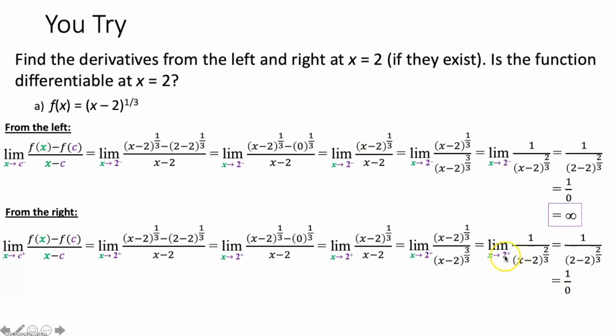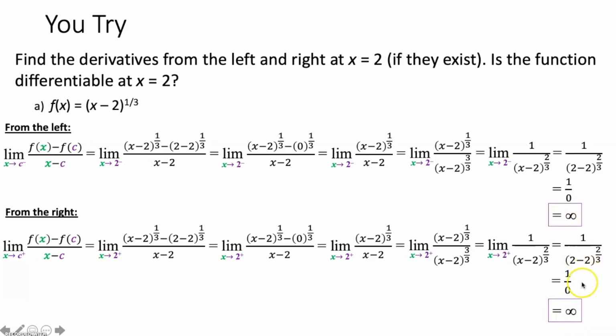Well, if we plug in numbers greater than 2, like 2.1, 2.01 for x here, you still get the exact same positive tiny number. So you get 1 over a really, really small positive number, meaning that the limit as x approaches 2 from the right is also equal to positive infinity.